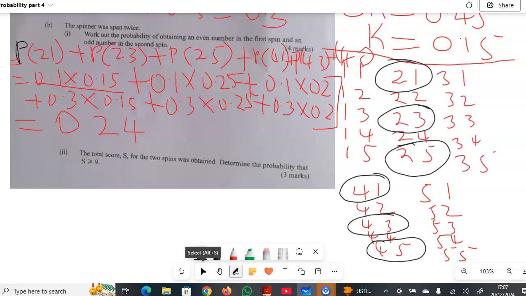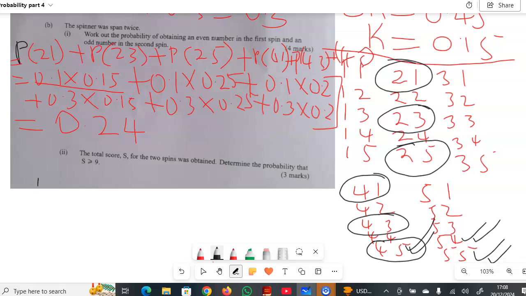0.24. So that is the probability of the first number being even and the second one being an odd number. For the last part of B, we need the probability of the total score S of the two spins being greater than or equal to 9. We are adding, and the total is greater than or equal to 9: 4, 5 is going to be 9. You can have 5, 4, that is 9, or 5, 5 being a 9.